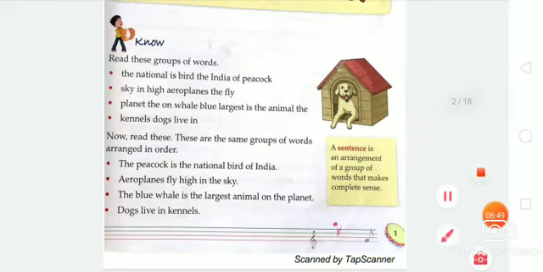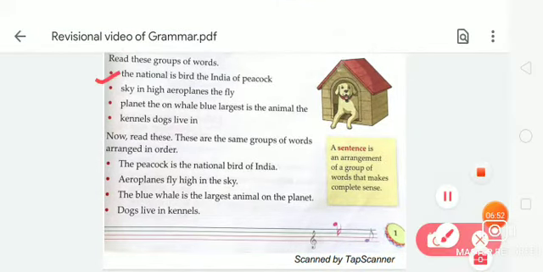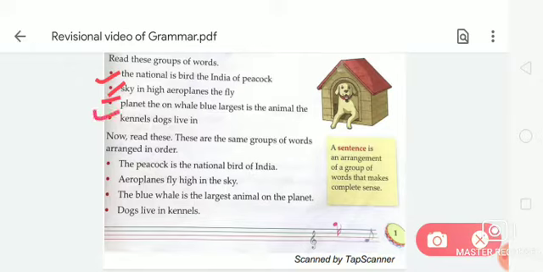Students, we are going to learn more examples that are given in your book. The first is, the national is bird, the India of peacock. Read this group of words. The first group of words: the national is bird, the India of peacock. Second is sky, in high aeroplanes the fly. Next is planet, the on well, blue largest is the animal the. Next is canals dogs live in. So now tell me, read these. These are the same groups of words arranged in order.